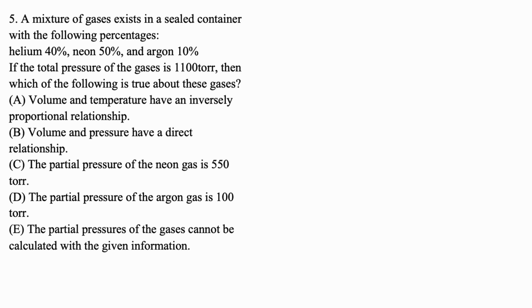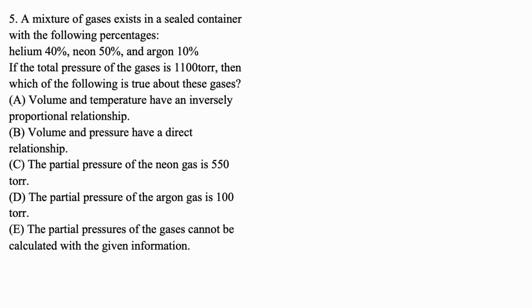So if I were doing this question, I would immediately go ahead and multiply our total pressure by the relative abundance of each element, just so I knew exactly how much pressure each element had, just to make my answer choices easier to get rid of or accept if it's the right answer.